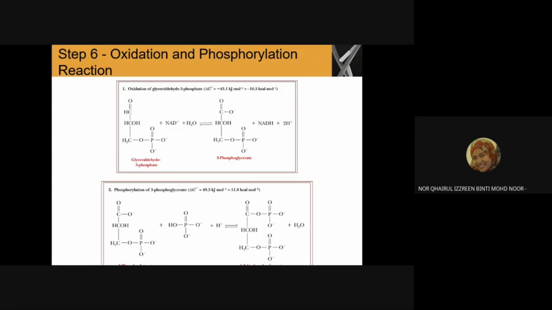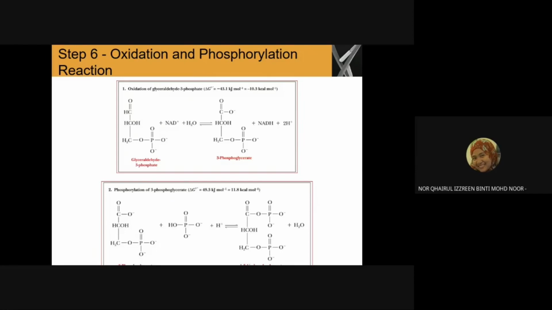So here is the two reactions of step number 6, because it has two phosphate groups added to the molecule. And this NAD plus, with the help of a water molecule H2O, at carbon number 3, adds one phosphate molecule at carbon number 3, from glyceraldehyde 3-phosphate to 3-phosphoglycerate plus NADH plus 2H plus.